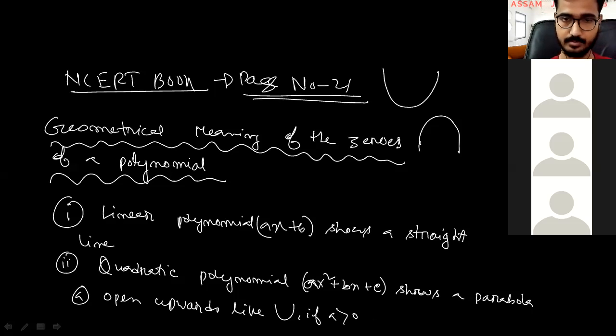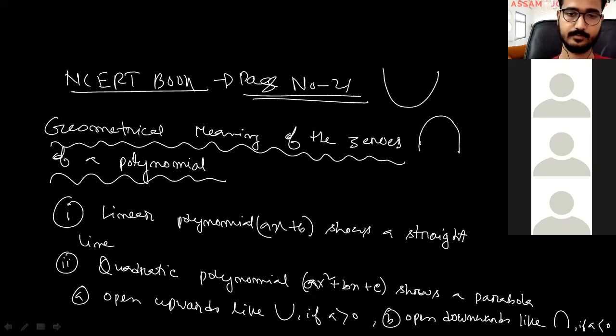Now number b, open downwards like inverted u. If a less than 0, that means if the coefficient of x square is less than 0, then when you plot this polynomial in graph paper, the graph will be like a parabola. Its shape will be like this, downward parabola. If a is less than 0, suppose -1, minus x square, minus 2x square. So this is number 2 point.